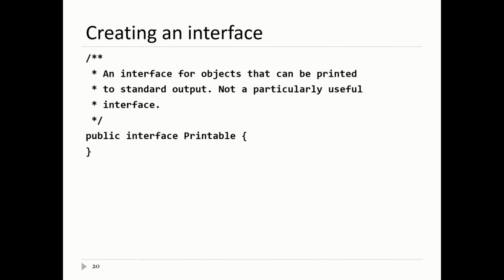If I want to make an interface called Printable, I just say public interface Printable. And now you just list the methods that you want every printable object to have. So Printable is an interface for objects that can be printed to standard output. This is not a particularly useful example, but it's very simple.